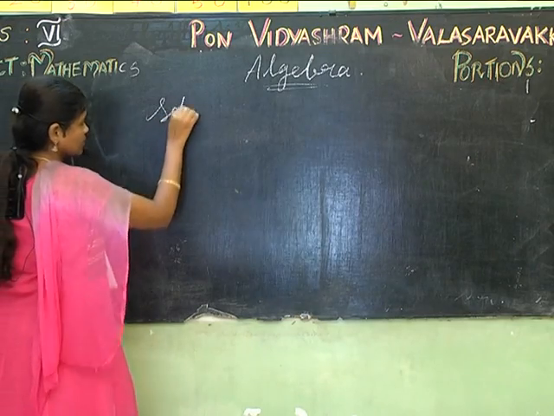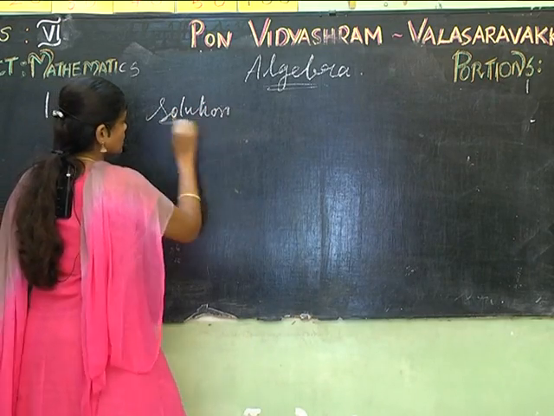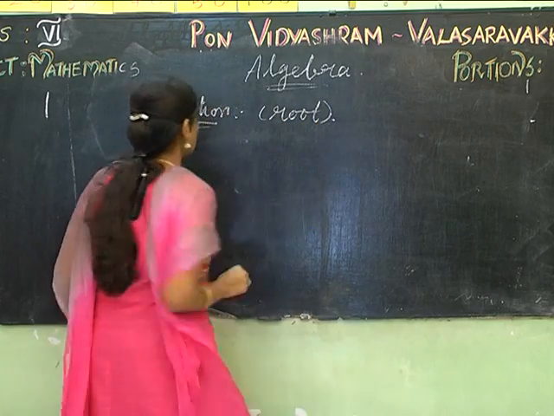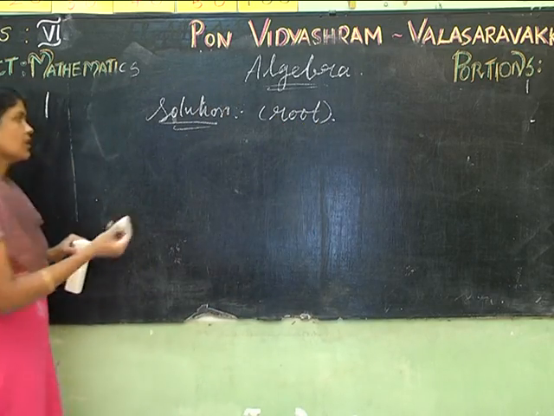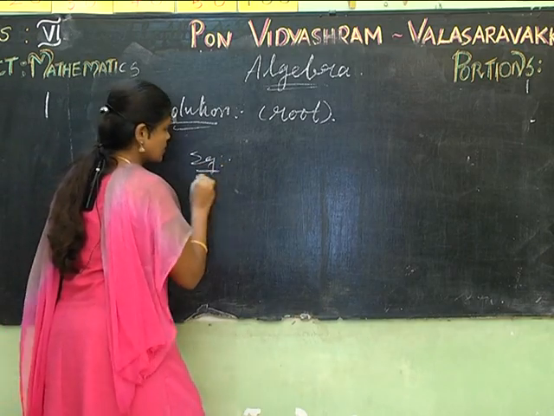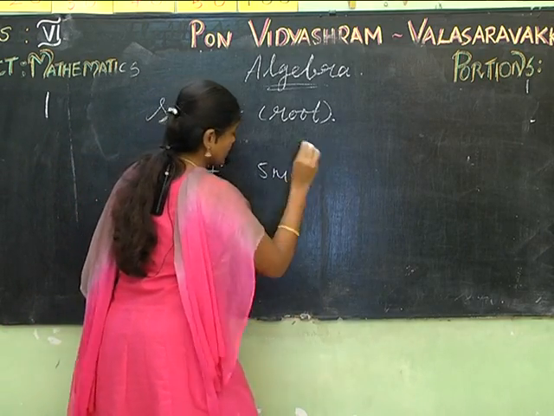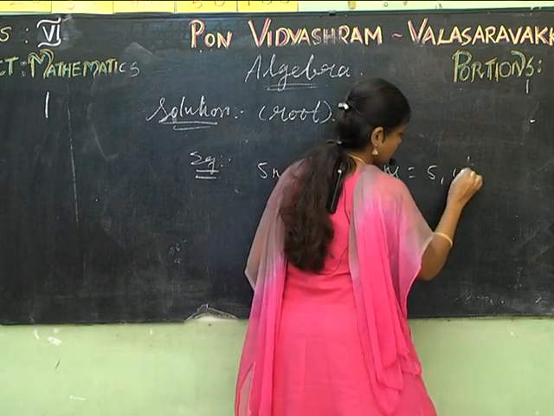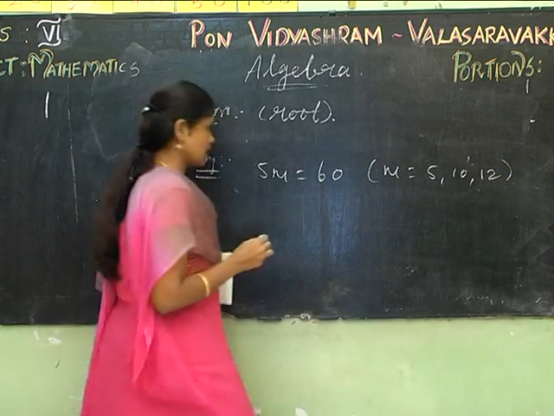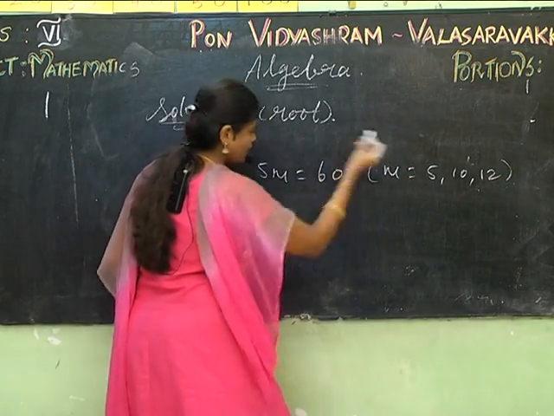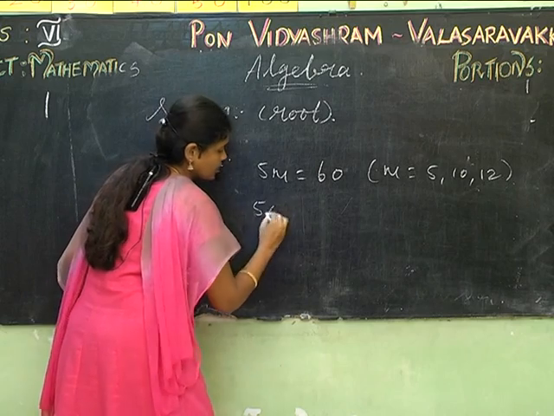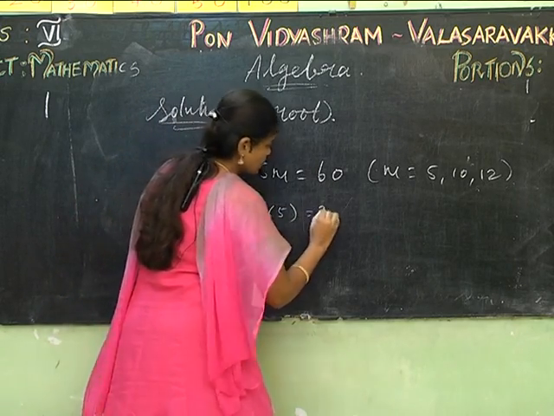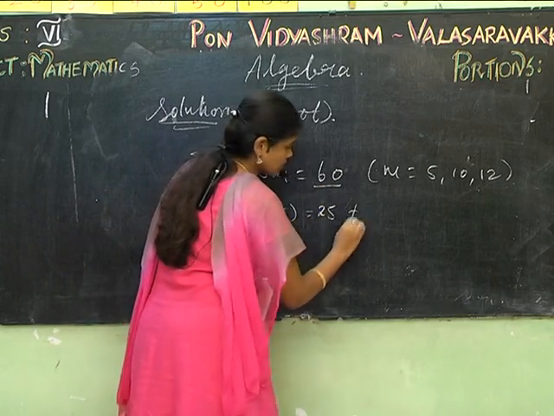Now, solution, we can call it a root. What is meant by a solution? Here, for example, I am taking 5m is equal to 60. I am substituting the values 5, 10 and 12. First you have to apply the value 5 here in place of m. So m is equal to 5. First one, what is your value? 25. It is not equal to this.